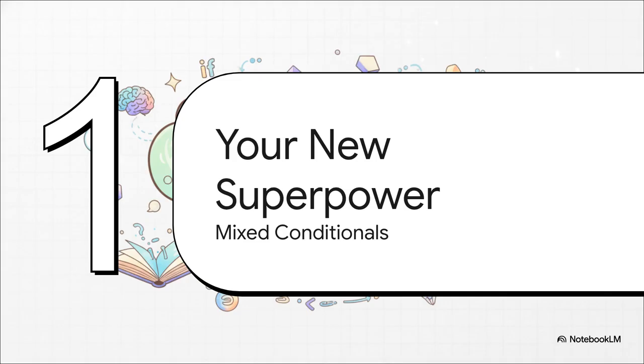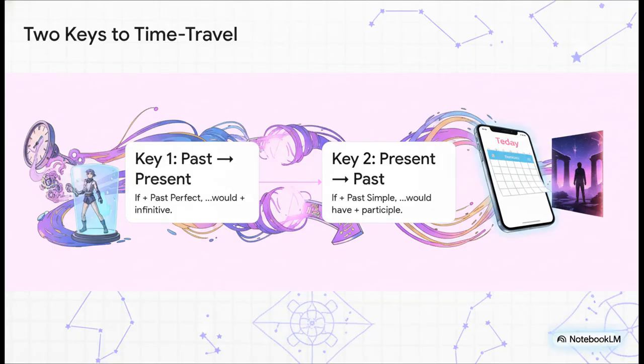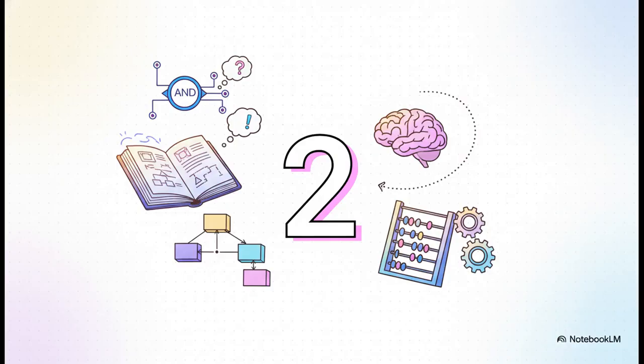Let's just quickly recap what you've unlocked today. It all boils down to these two keys, these two simple formulas for building your own time-traveling sentences. The first one connects a past action to a present result, and the second connects a present state to a past result. That's really it, just two fundamental patterns. When you break it all down, it's not nearly as scary as it sounds, is it? It's actually pretty logical, and it's incredibly useful.